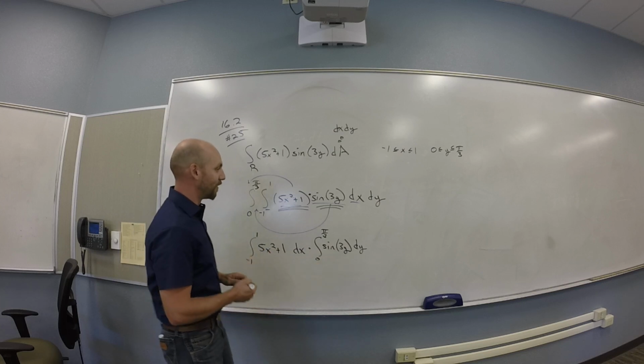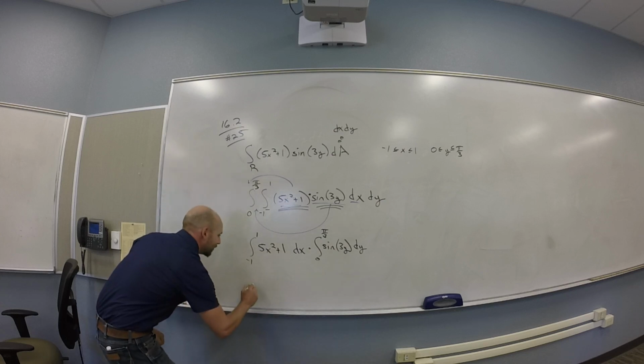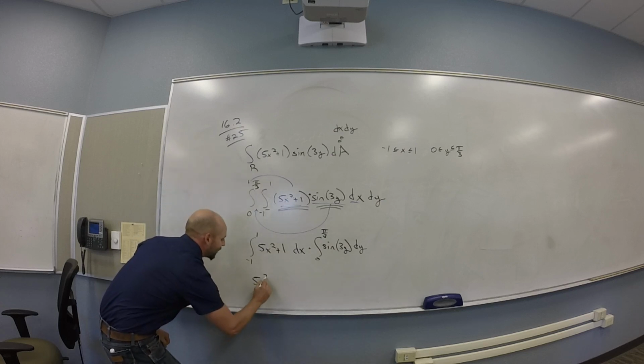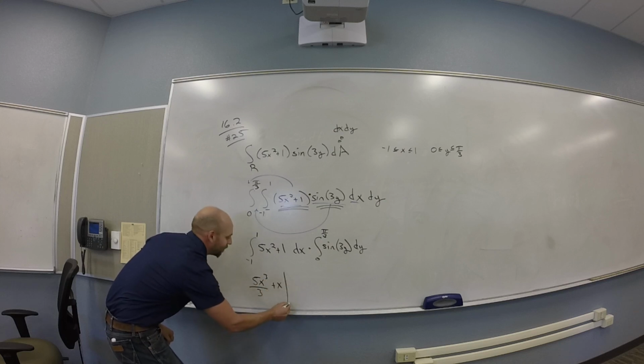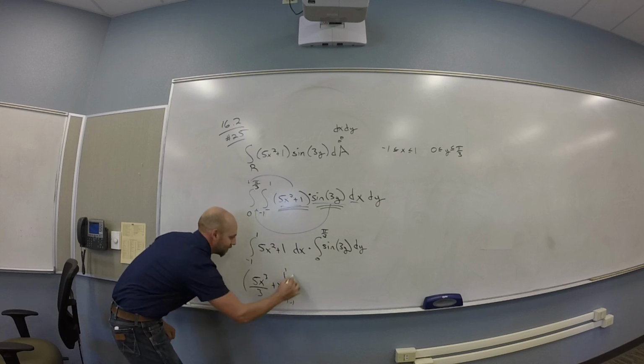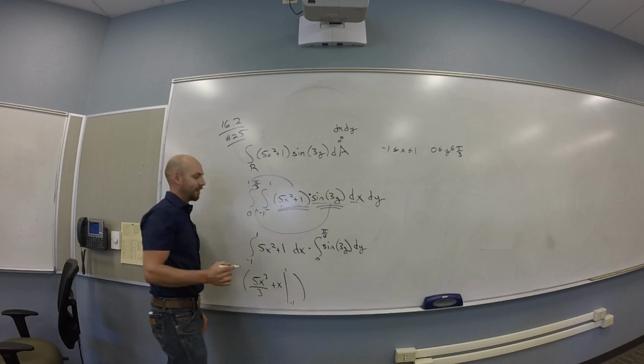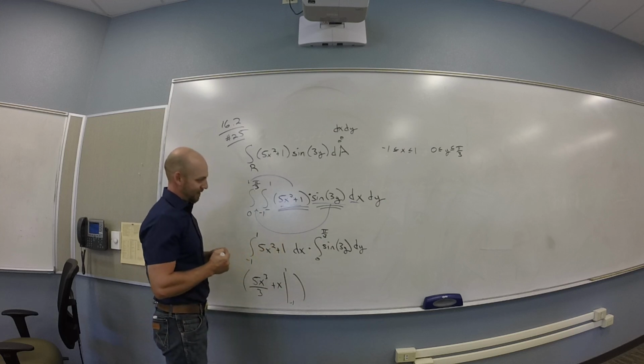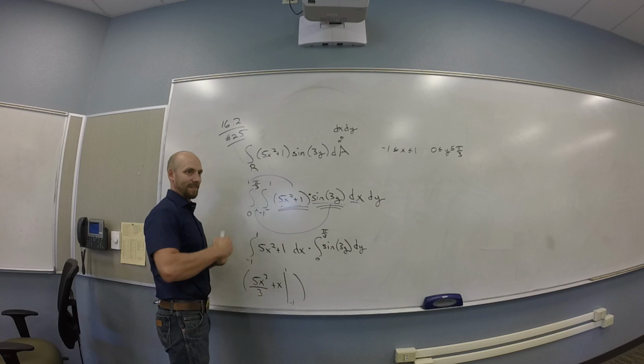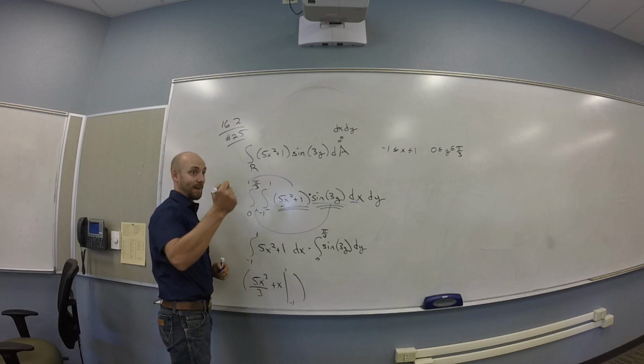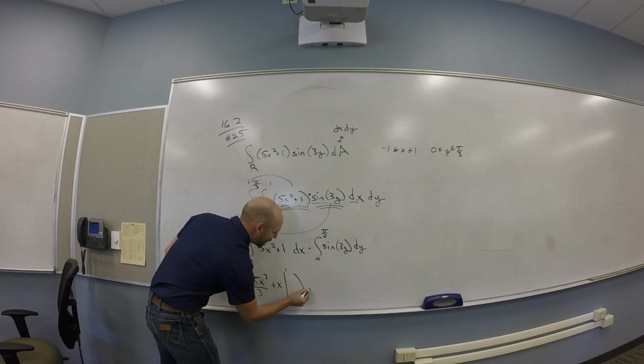Okay, so let's do this first thing. Here you got 5x cubed over 3 plus x evaluated from -1 to 1, right? So that whole thing. And then on this thing here, I'm going to multiply.